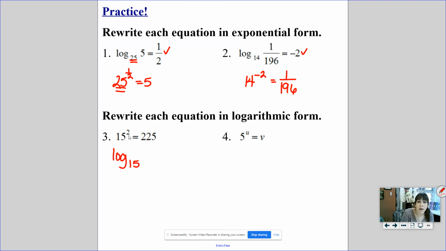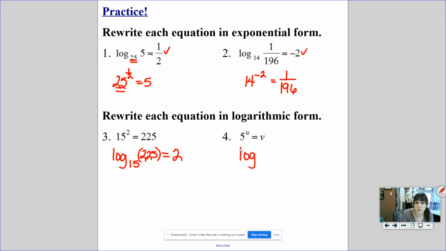Okay? The exponent is the answer, right? So 1/2 was the exponent and 1/2 was the answer, so I need my exponent to be my answer. And then the number on the outside becomes the number that goes inside the logarithm. So 25 goes in here like that. That's how you write it as a logarithm.